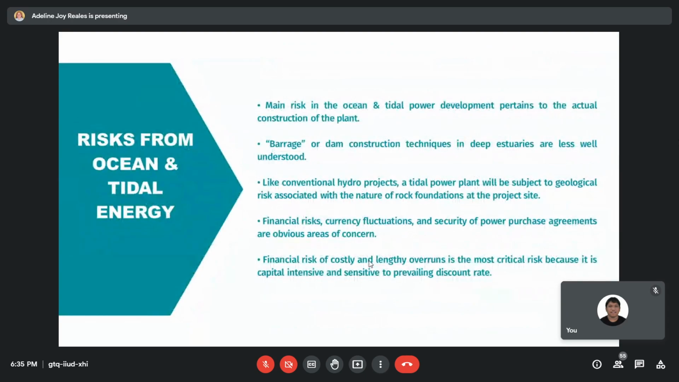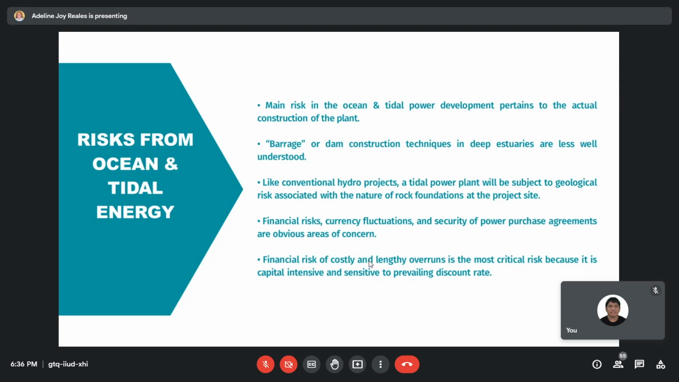The risk from ocean and tidal energy. The main risk in ocean and tidal power development pertains to the actual construction of the plant. Barrage or dam construction techniques in deep estuaries are less well understood. Like conventional hydro projects, a tidal power plant will be subject to geological risk associated with the nature of rock foundations at the project site.